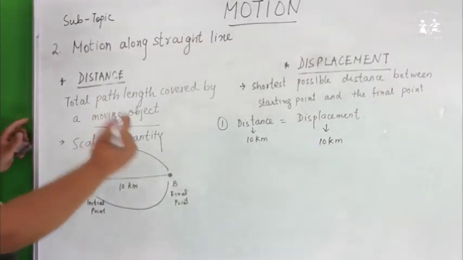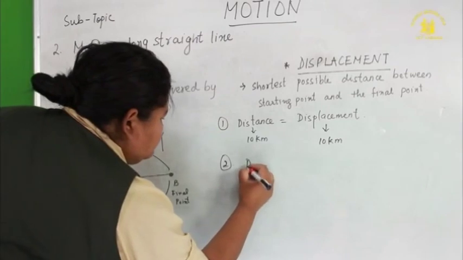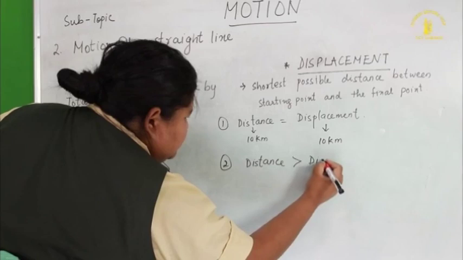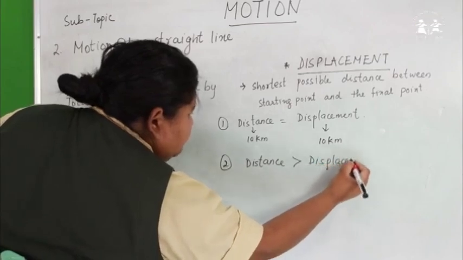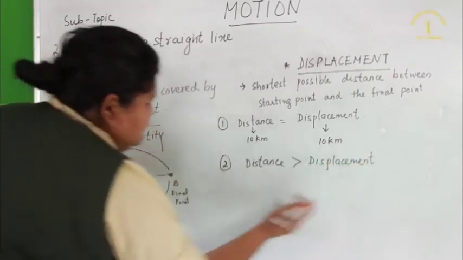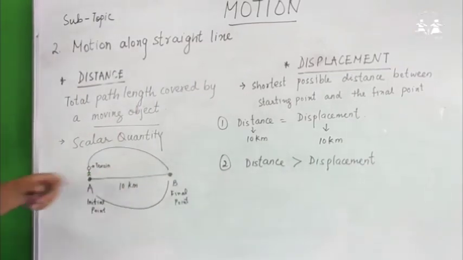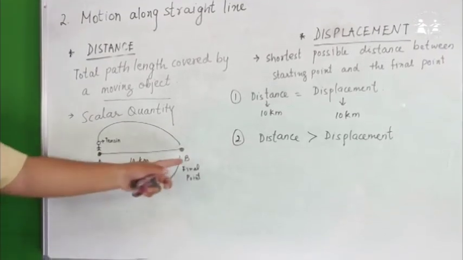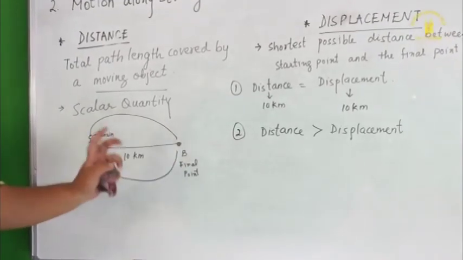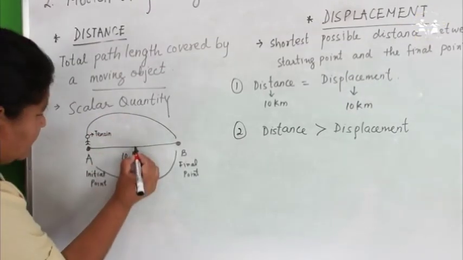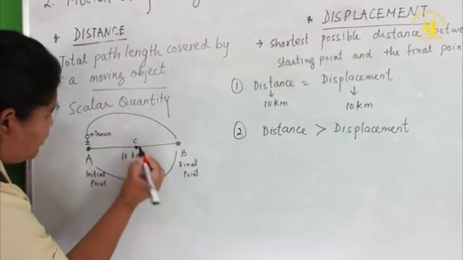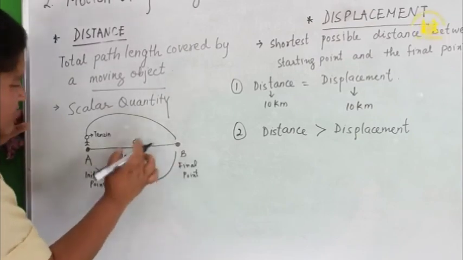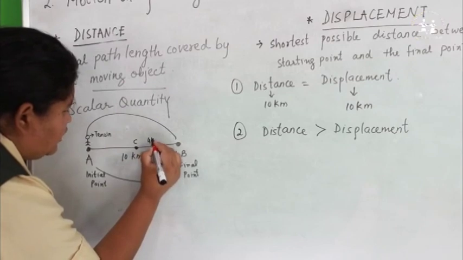Now the second case, where distance is more and displacement is lesser. The value of displacement is smaller, and the value of distance is larger. Let us continue with the same example, right? Tenzin started from point A and reached point B, and then he started coming back. Okay, and say he reached point C. A to B is 10 kilometers. B to C, let's suppose he covered 4 kilometers.